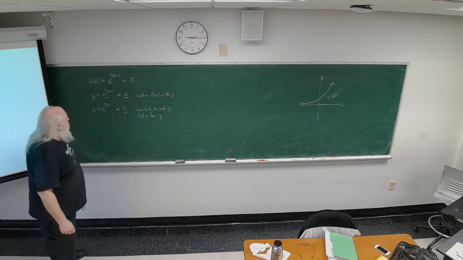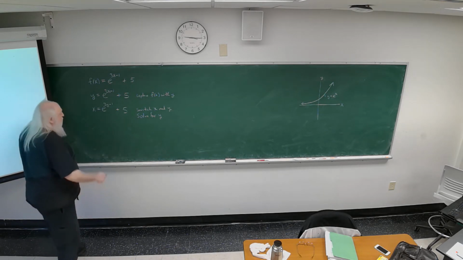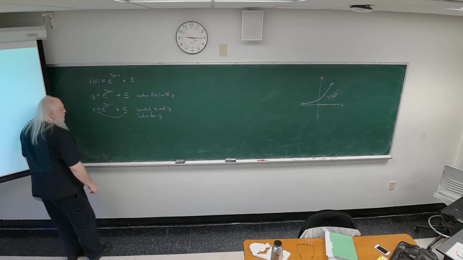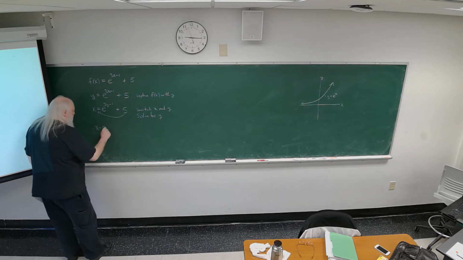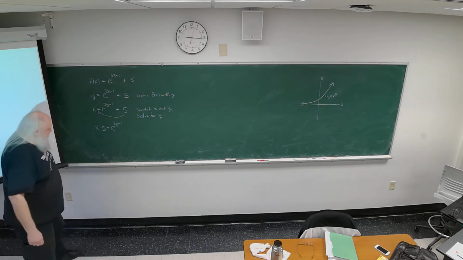So, right, got to isolate y on one side of the equal sign. So, first thing you would do, right, subtract 5 from both sides, right? Move the 5 to the left-hand side by subtraction. And we have x minus 5 is equal to e raised to the 3y minus 1 power.